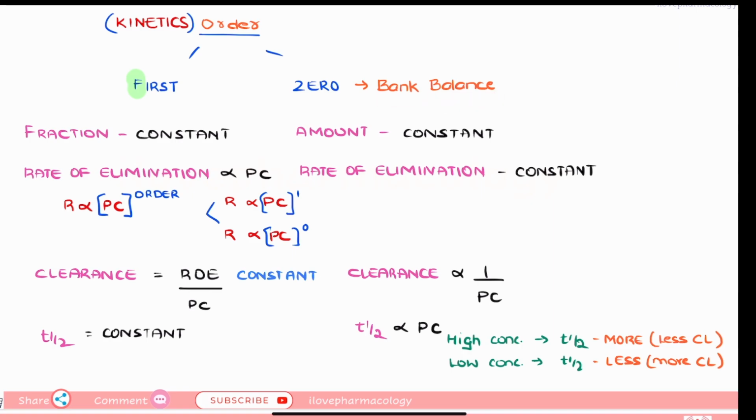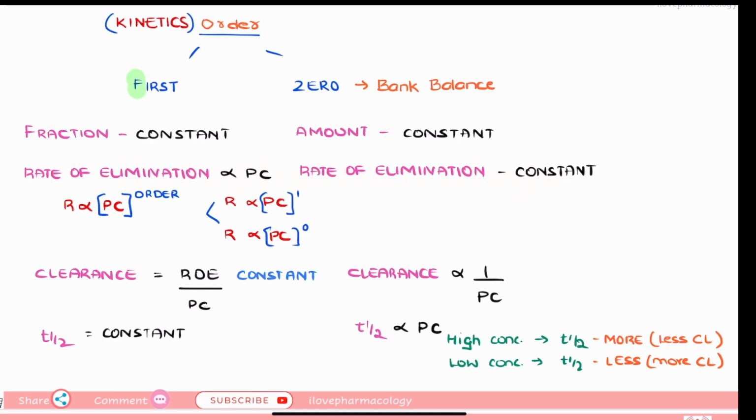So what is there in the bank? You keep amount. So amount will be constant. Otherwise, you can remember it as zero amount O. Zero bank balance and amount. So first order fraction is constant, whereas in zero order the amount is constant.